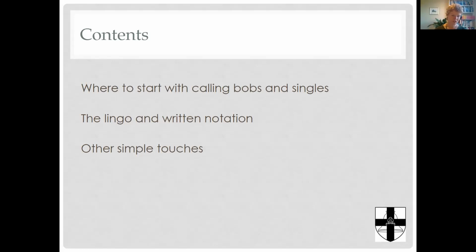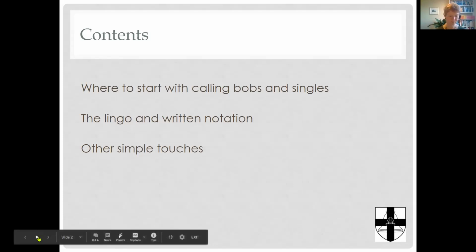So I want to try and introduce those, and also I'm going to hopefully give you something to walk away with in terms of simple touches that you'll be able to call, I'm hoping, later.